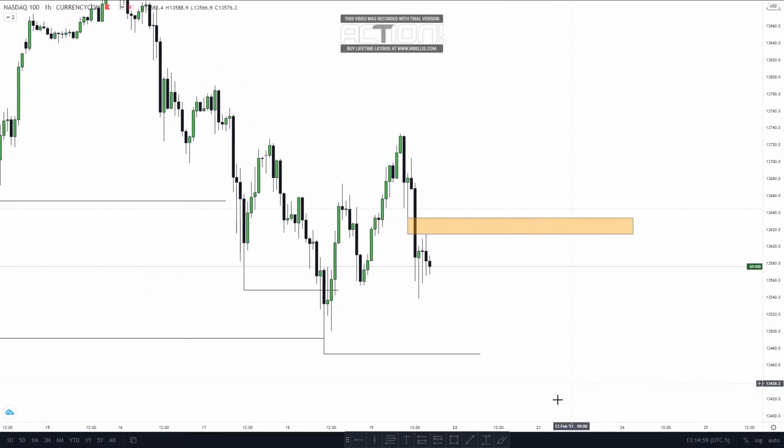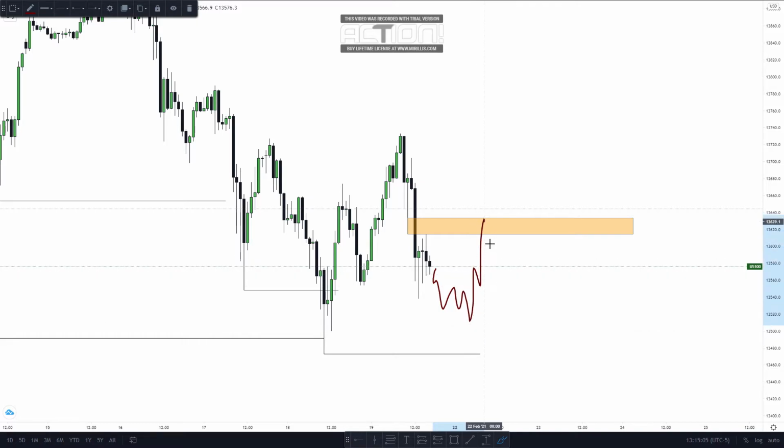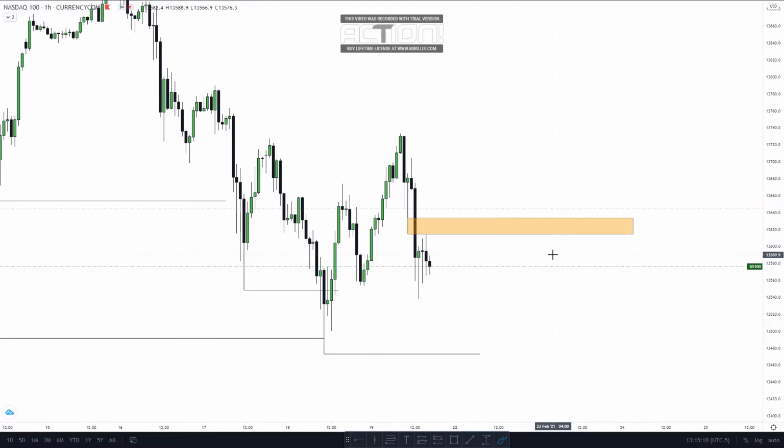But nevertheless, let's see what you can expect. So you could expect price to head towards the downside, all right, and then head towards the upside. Let me just remove this.